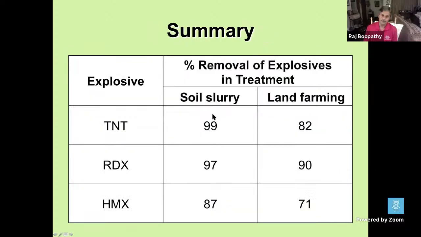So the summary of these two bioremediation approaches, soil slurry and land farming: you can see the removal of these chemicals, 99% of TNT in slurry versus 82%, RDX 97 versus 90, HMX 87 versus 71. So both of them removed the compounds, but the slurry reactor removed them better and faster than land farming.